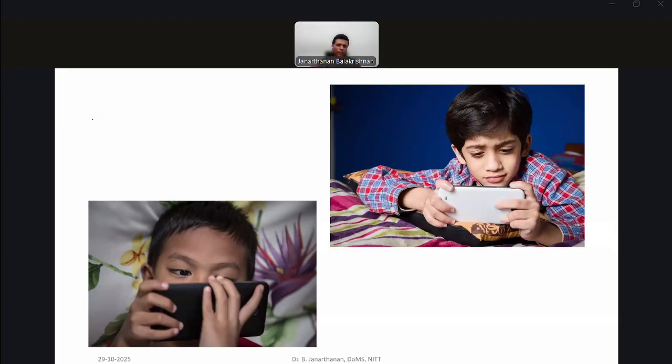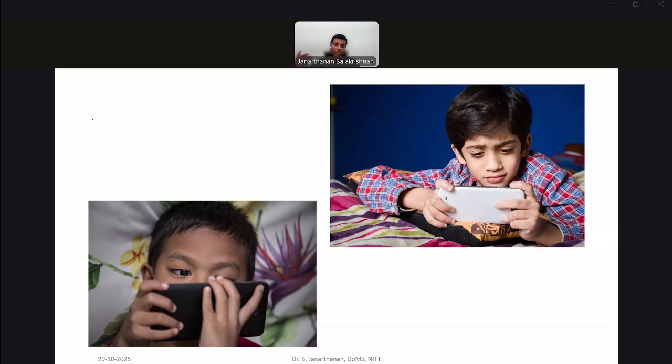One of the common views is postural studies. Postural studies is about how you are viewing mobile phones. So in both ways, children are lying down. They are not sitting there. They are lying down in bed and watching the mobile phone.